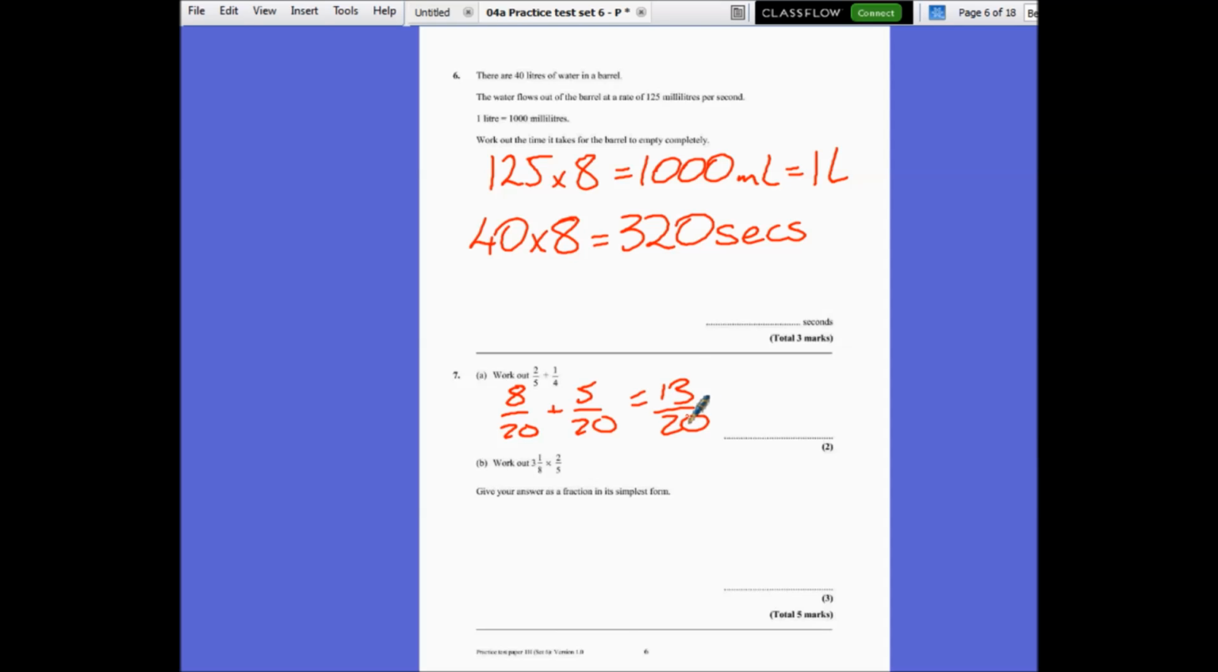Part B, it says work out 3 1/8 times 2/5. Give your fraction in its simplest form. Well, to multiply fractions, first of all, we've got a mixed number there, so we need an improper fraction. To convert the 3 1/8 to an improper fraction, 3 times 8 is 24, add your 1 is 25/8. And we're multiplying that by 2/5. To multiply fractions, we do top times top, so 25 times 2 is 50, and bottom times bottom, 8 times 5 is 40. Simplifying that, we can divide by 10, we get 5 over 4, which would be 1 1/4.